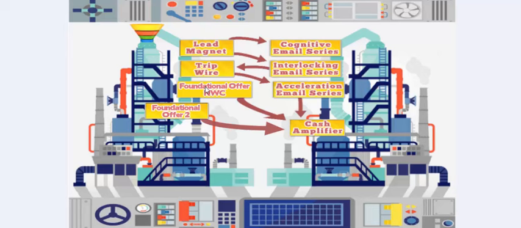Okay. Now, here's what happens. If they do get into this foundational offer, if they get into NWC, let's say, now you have what we call a cash amplifier, okay? Your cash amplifier is your big ticket product. This is a product that maybe you sell coaching. Maybe you have software that you want to sell, whatever it is. Most of the time it's probably some type of coaching or one-on-one consulting, something like that. But this is your big ticket item.